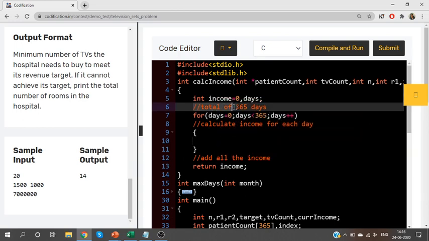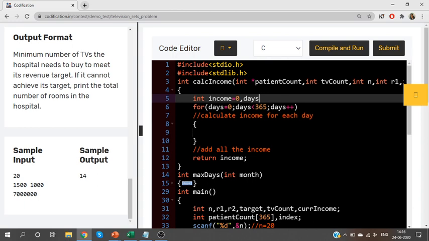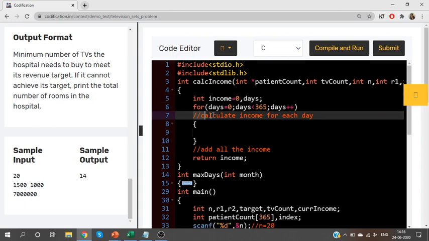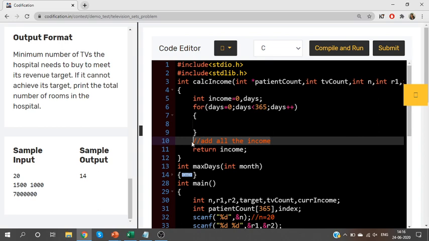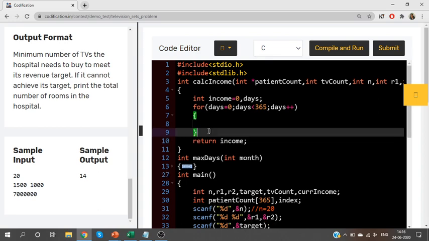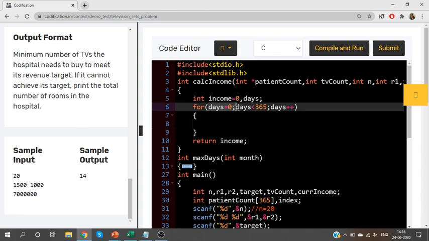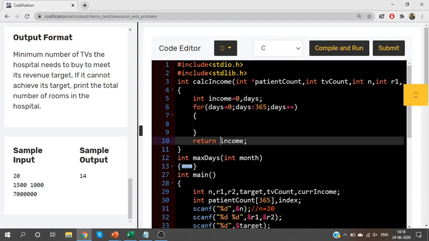Understood? You have a total of 365 days. So create a loop for all the 365 days. Calculate the income within the loop. For all the days, calculate the income and add the value. At the end of the loop, you would have calculated income for all 365 days. Whatever your result is, that is your total income. Return that income. Clear? Okay.